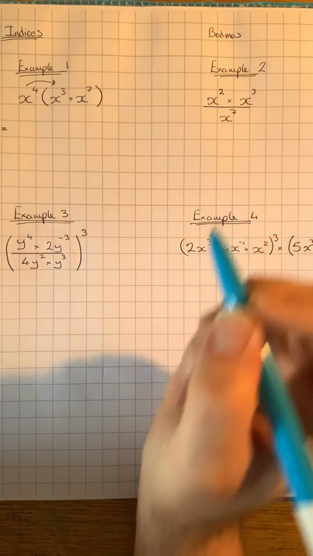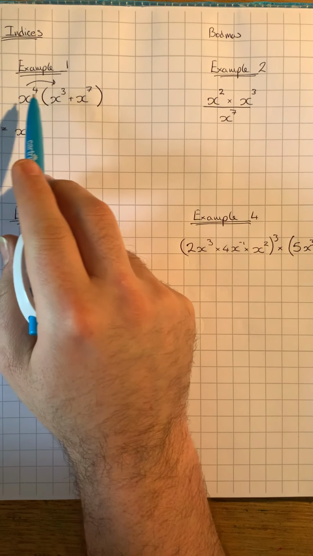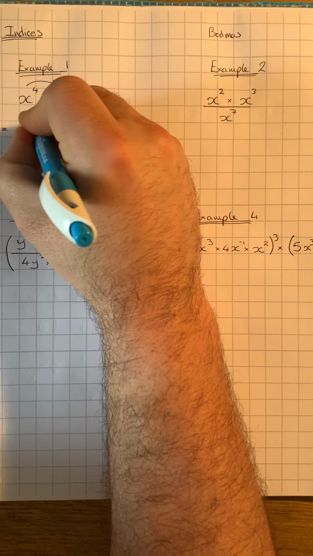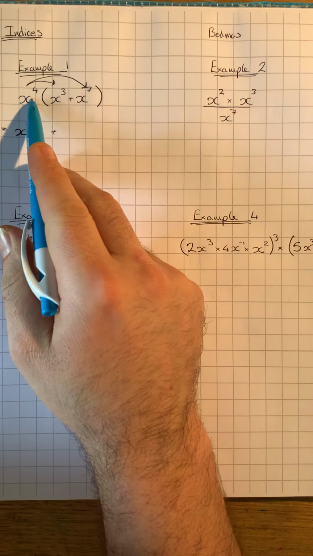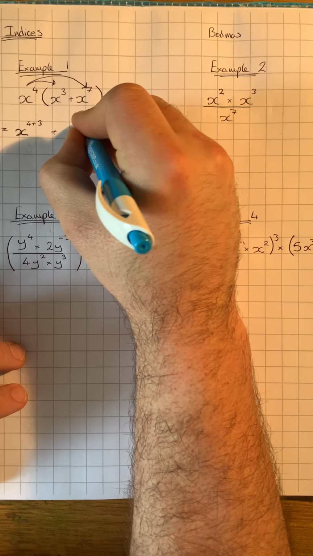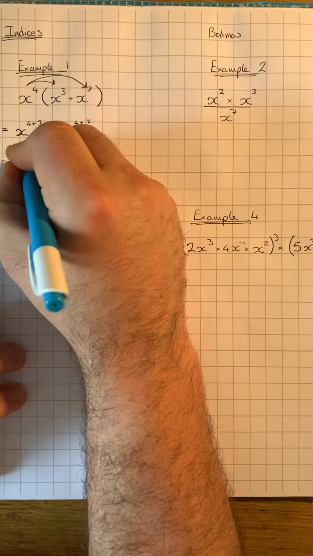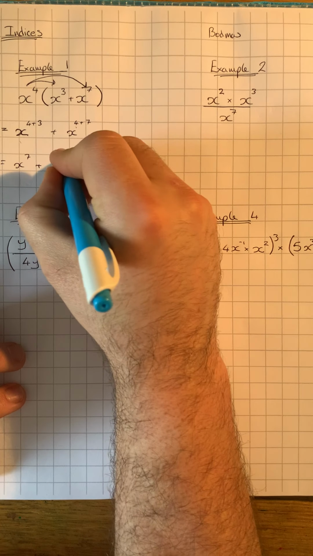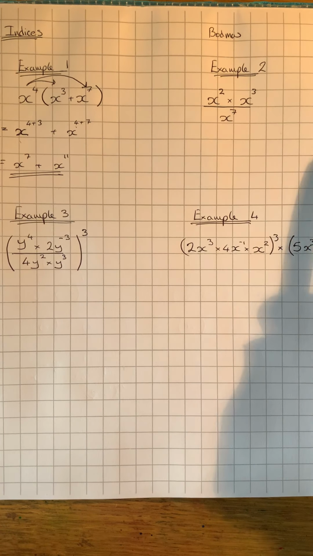So we've got this x to the 4 times x to the 3, and when you multiply two indices at the same base, you simply add their powers. And we've also got x to the 4 times x to the 7, and once again we just add them together. So x to the 4 plus 3 gives us x to the 7. And x to the 4 add 7 gives us x to the 11. So that was just straight out multiplying them out.